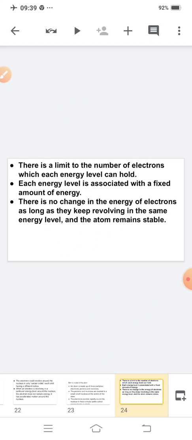So the change in energy level of an electron takes place only when it jumps from a lower energy level to a higher energy level, or when it comes down from a higher energy level to a lower energy level. Clear? When will the change of energy take place? When it jumps from lower to higher or from higher to lower. When an electron gains energy, it jumps from a lower energy level to a higher one.